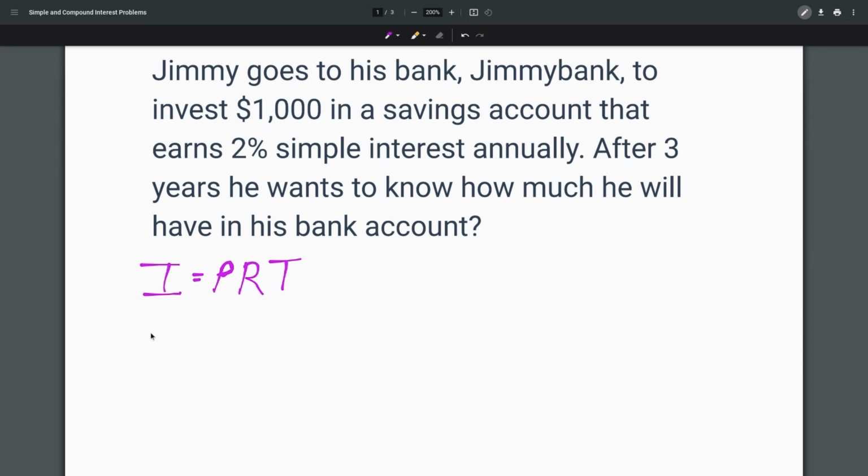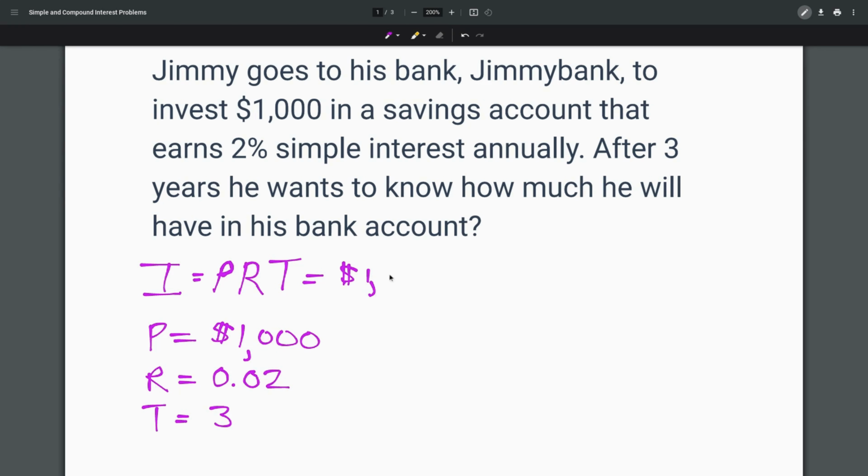Okay, so let's identify a few of these things. So the principal is going to be $1,000. The interest rate as a decimal is 0.02. I do have videos on this channel changing a percent to a decimal. And then the time in years is 3. So we're going to do 1,000 times 0.02 times 3. And that's going to give us $60.